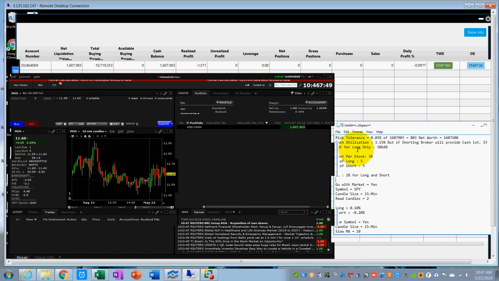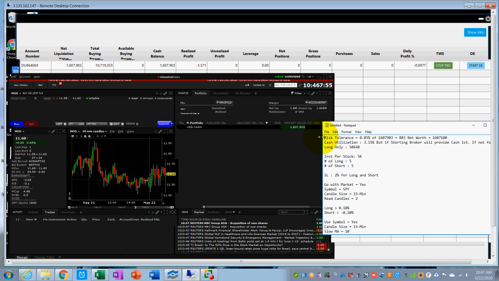So the first point we are talking about is the risk here. Let me see if I can bring it a little more. So if you look at the risk tolerance, the amount is 1.607903. That's the amount which we are talking about to start with, 1.6 million, out of which we have kept a tolerance of 0.05%, which means $803.